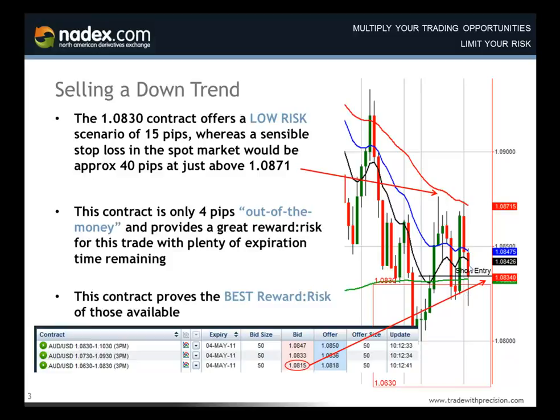limit of the contract, which is just slightly out of the money, and there's a fair amount of time left until expiration. So a good short setup on this one, and we're getting right in at the ceiling and looking for the price to go lower.